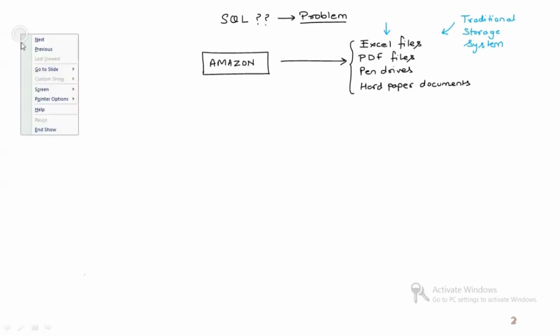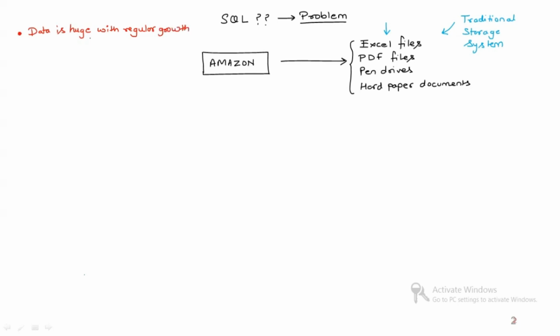Number one is, the data is huge and it is regularly increasing. The growth is regular. And to manage that much amount of data with these traditional storage systems is difficult. So the very first problem is data is huge with regular growth. The second problem is with the management, because when you have a lot of data, you will be generating a lot of Excel files, a lot of PDF files, and it will be impossible for you to manage everything, right? So the next problem is with management.